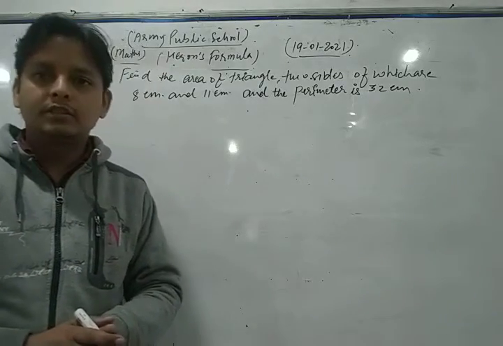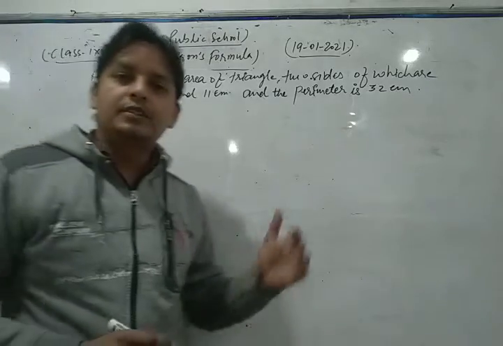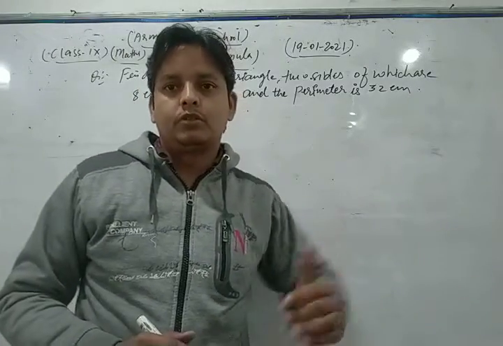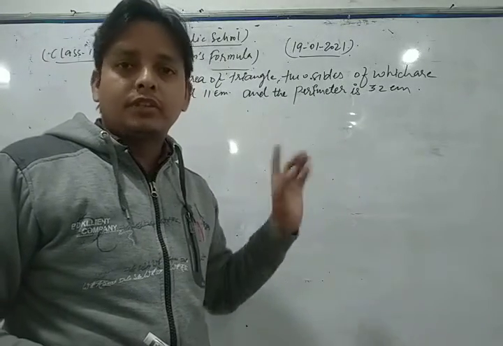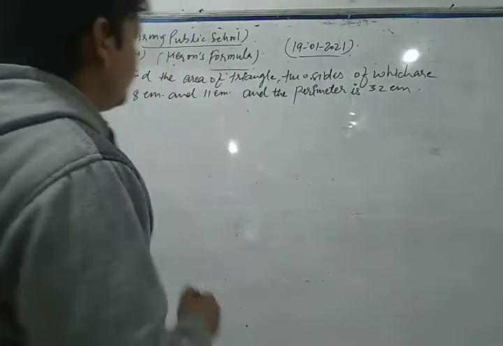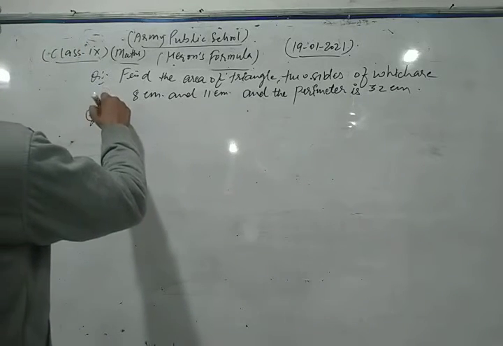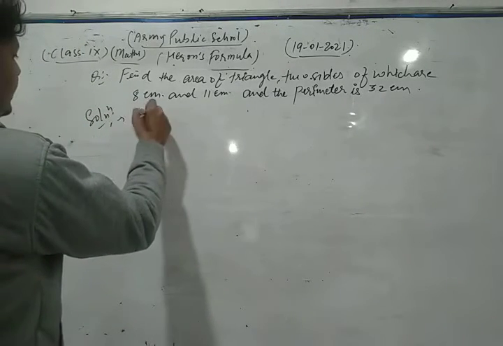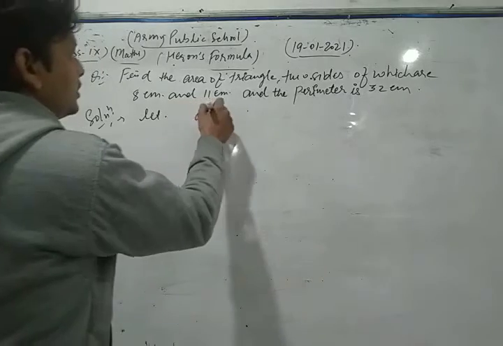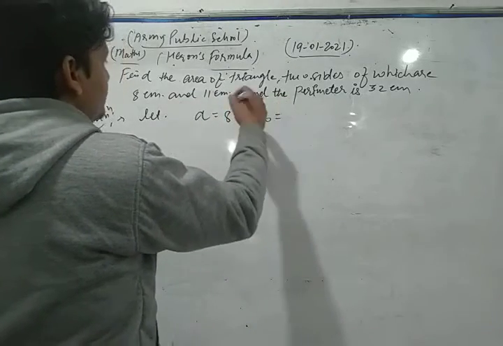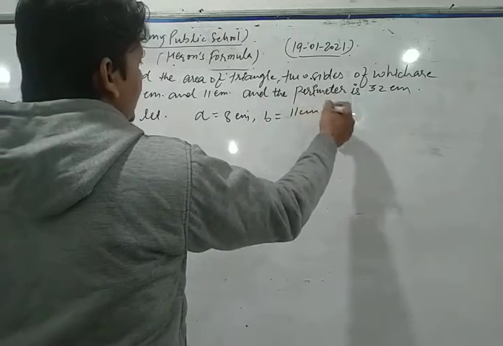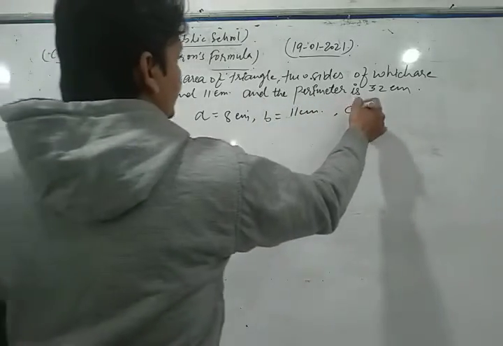Okay, so let's see, dear friends, its solution. What is the process to solve this type of question? In this question, only two sides are given, and the perimeter of the triangle is also given. So let's see its solution. First of all, let the first side A be 8 centimeter, and the second side B be 11 centimeter. And first of all, we find its third side.